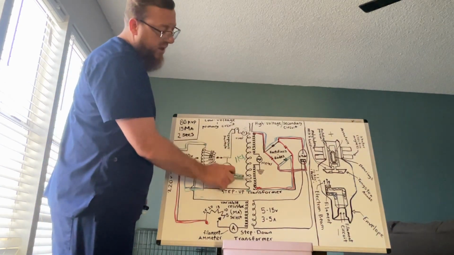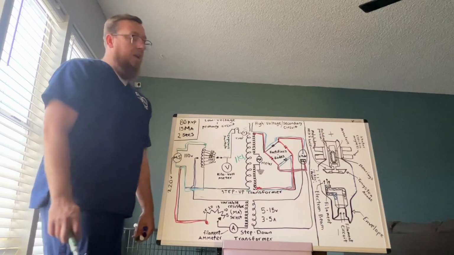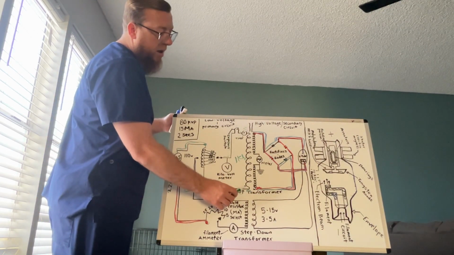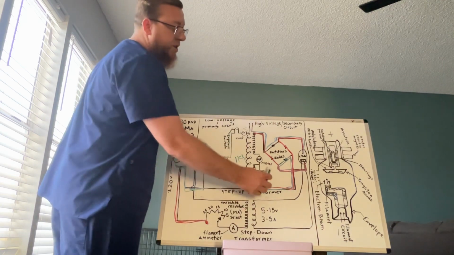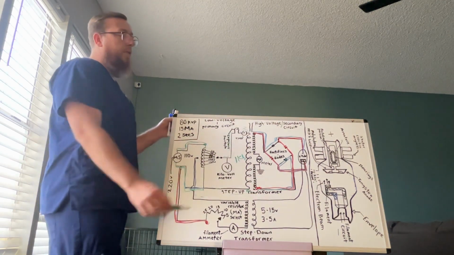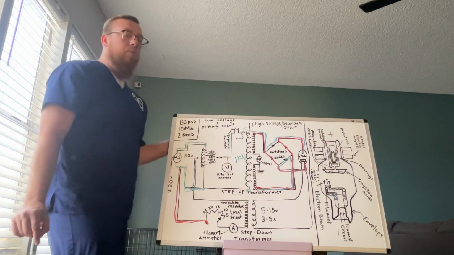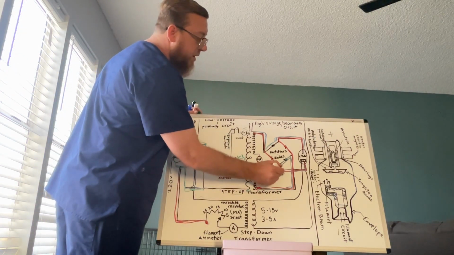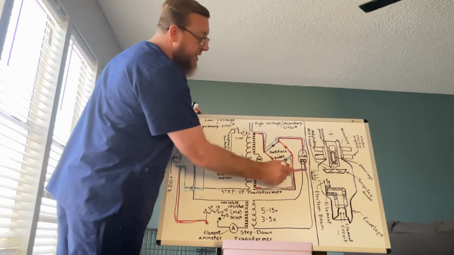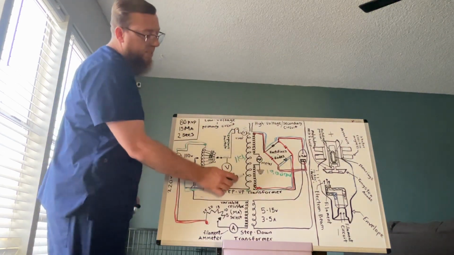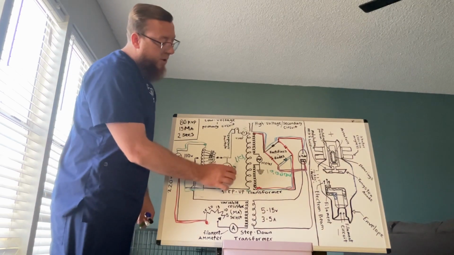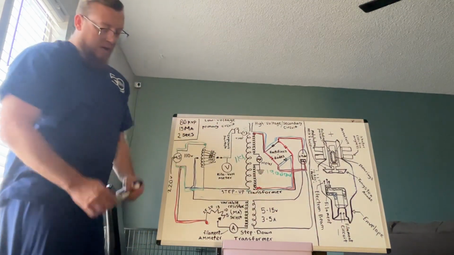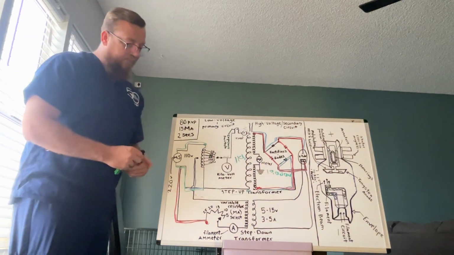We're going to get to this transformer, which is a step-up transformer, and what a step-up transformer does is it takes a low amount of voltage and converts it into a high amount of voltage. For this X-ray circuit specifically, we're looking to get 10,000 volts into our secondary. So what this step-up transformer does is it's going to convert that 110 volts into 10,000 volts.